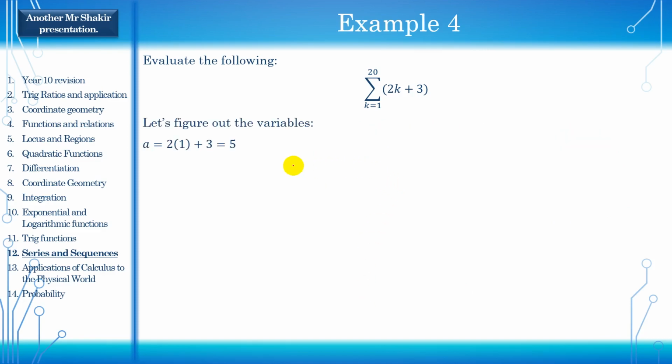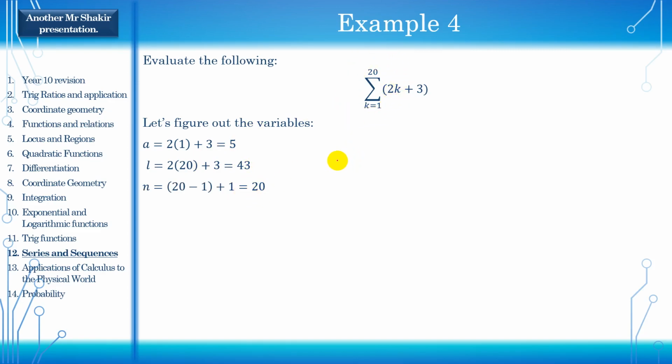So let's figure out the variables. The first term is you sub in 1. 2 times 1 is 2, plus 3 is 5, right? Last term, you sub in 20 into that equation. So 2 times 20 plus 3. It's exactly how I just explained it a little earlier. So first term, last term, number of terms is 20.